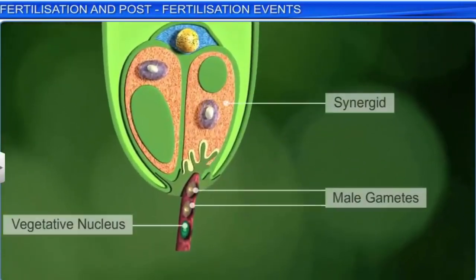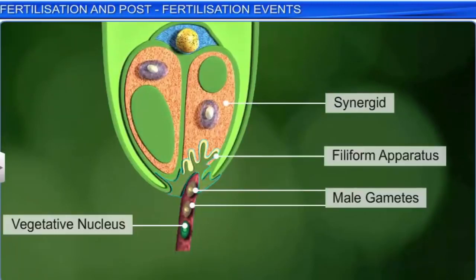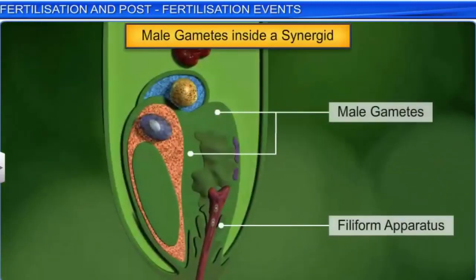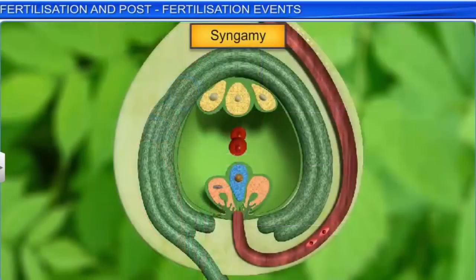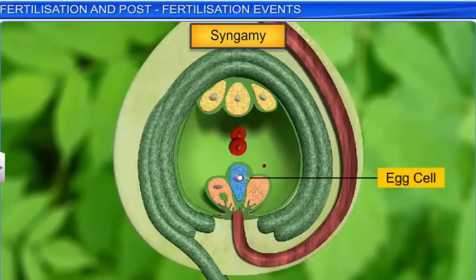The pollen tube now enters one of the synergids through the filiform apparatus, during which it ruptures and releases the male gametes into the synergid's cytoplasm. Of the 2 male gametes, one enters the egg cell and fuses with its nucleus. This fusion, known as syngamy, or first fertilization, results in the formation of a diploid zygote.